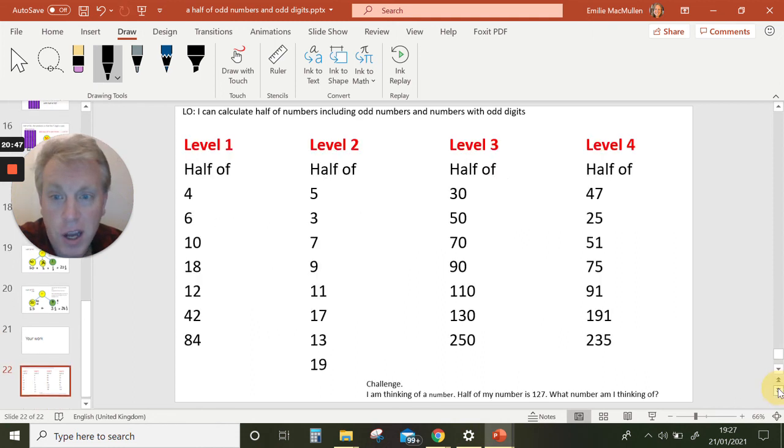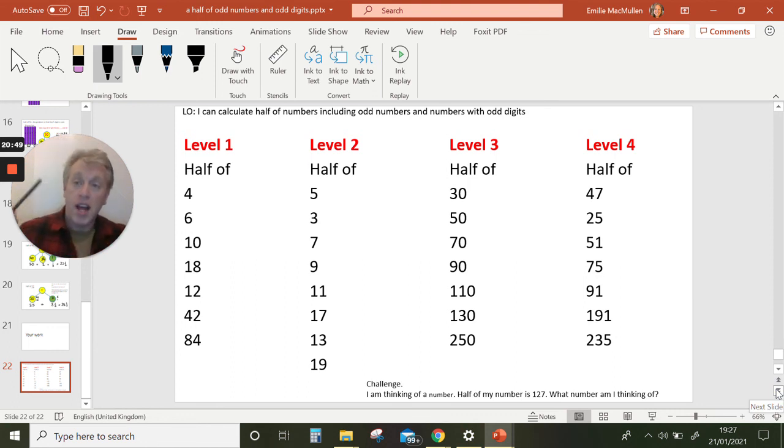So, I hope that everyone's going to be ready to have a go. Level 1, we have just practicing the even numbers, even digits. Level 2, we start to have the smaller odd numbers. Then we get to the bigger and the more complicated odd numbers and 2 odd digits.